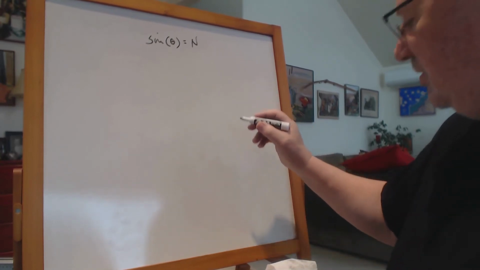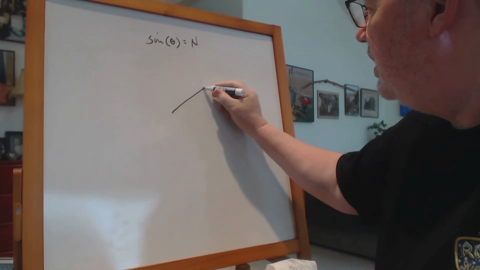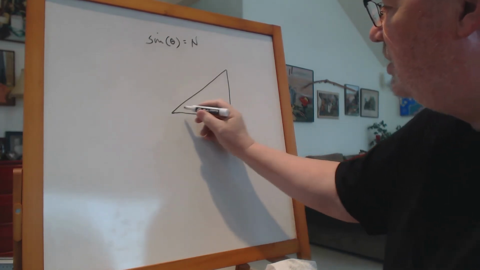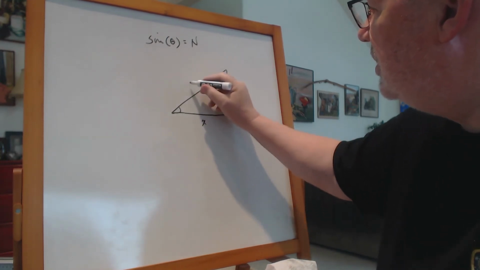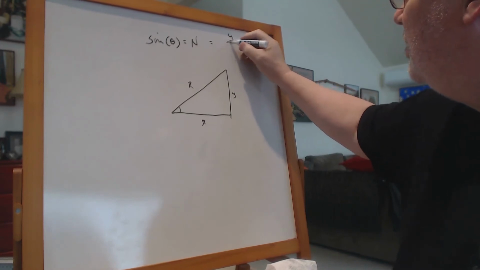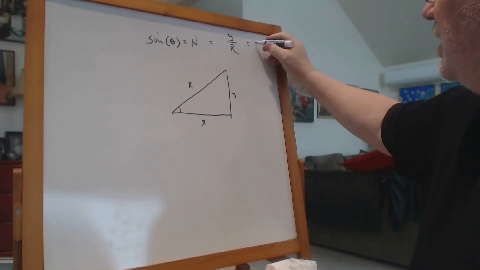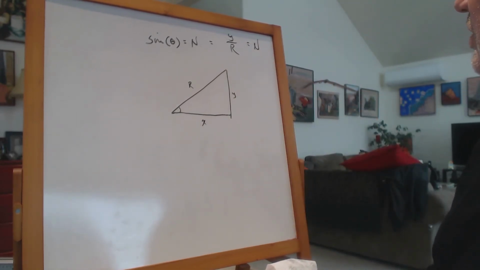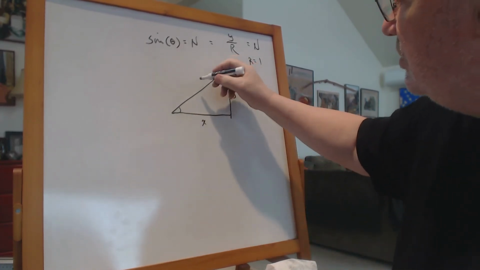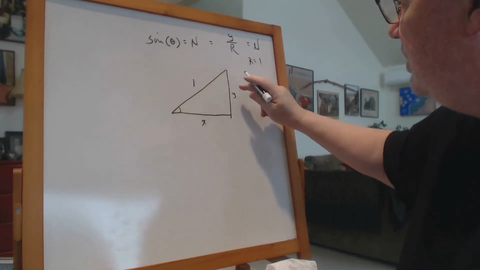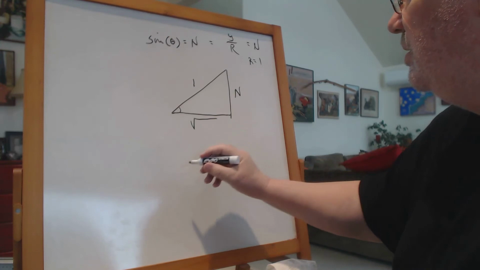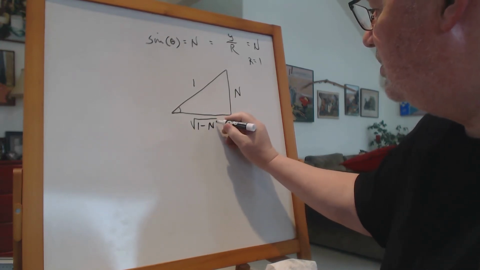So let's take a look at this. I'm going to try and freehand this. So we have our right triangle. And by definition, y, x, and r, but sine of theta is equal to y over r, and that's equal to n. So for us to do so, r would have to be equal to 1. So we have 1, we have n, and we have the square root of 1 minus n squared. And that's theta.